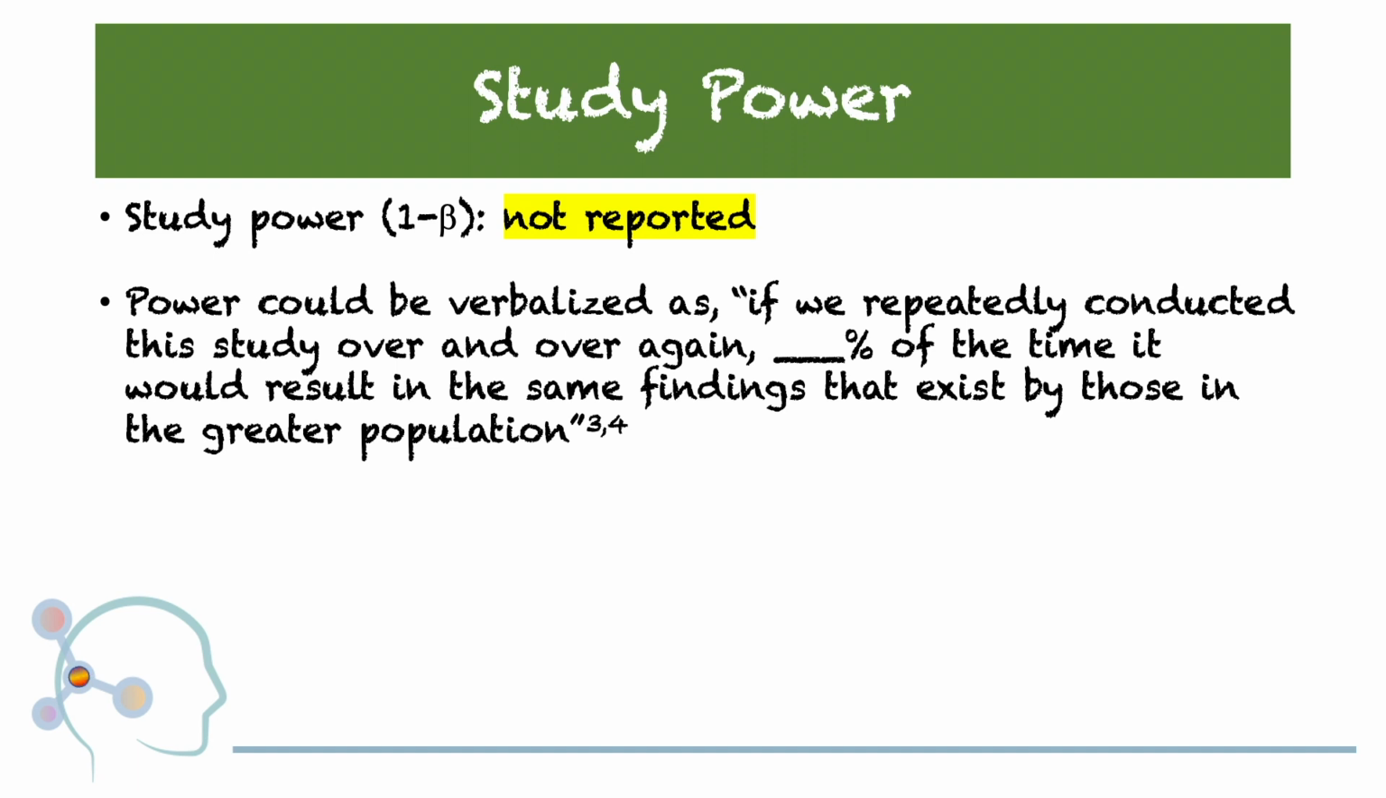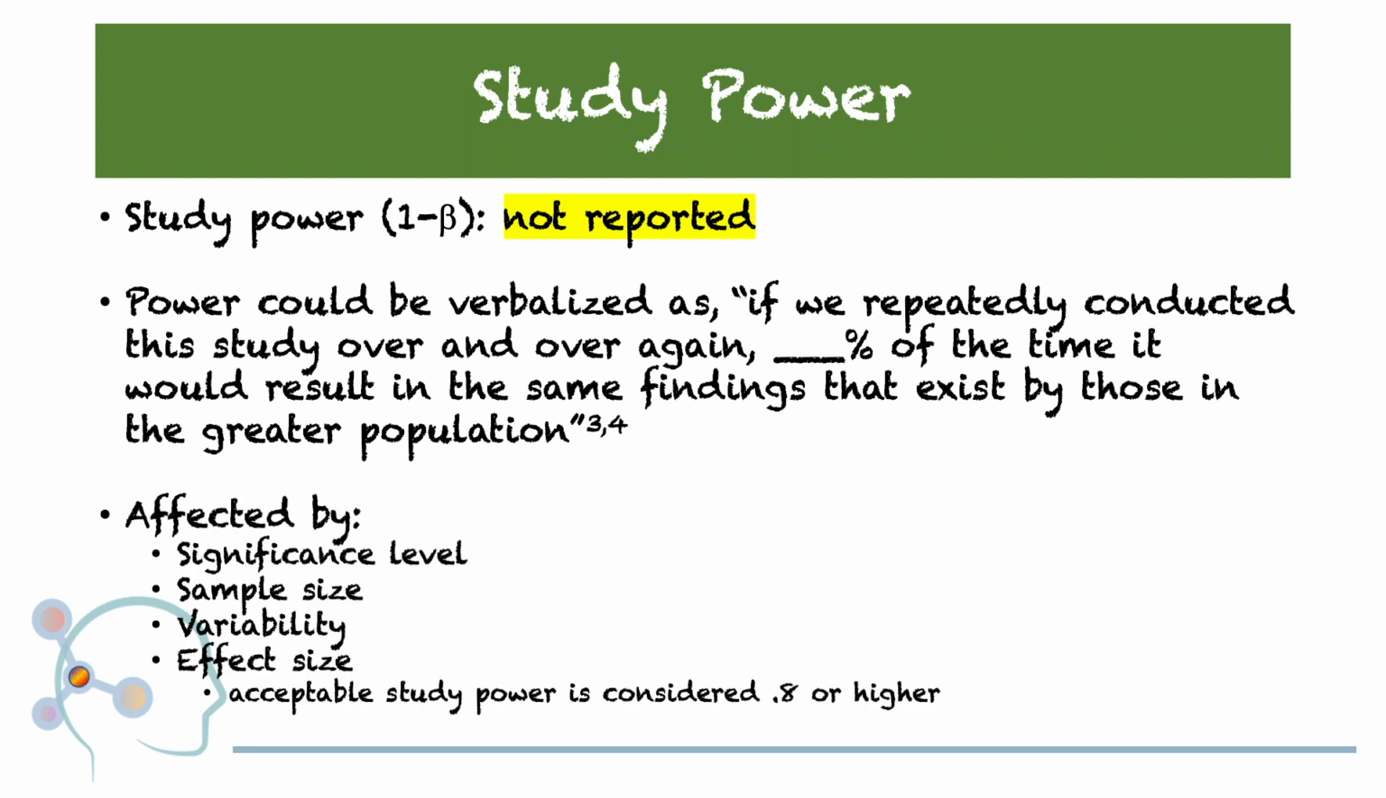If we repeatedly conducted this study over and over again, blank percentage of the time, it would result in the same findings that exist by those in the greater population. What researchers are attempting to do is to show how closely the sample studied represents the population at large. This allows for a greater generalization of the findings. Power can be affected by significance level, sample size, variability, and effect size. An acceptable study power is considered 0.8 or higher.